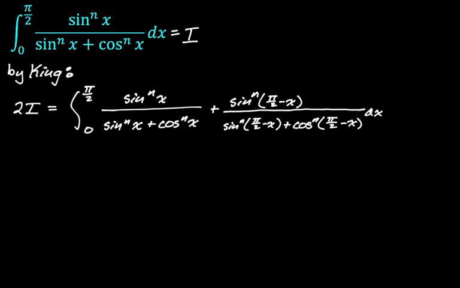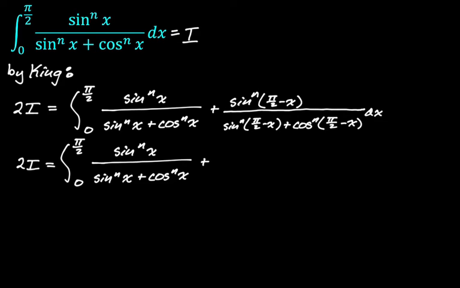We get sine to the n of pi over 2 minus x over sine to the n of pi over 2 minus x plus cosine to the n of pi over 2 minus x. You're looking at that and thinking, there are so many cofunction identities. And that's right. That'll happen all the time. So I'm just going to jump to it. The sine of pi over 2 minus x is cosine. Cosine of pi over 2 minus x is sine. So we get this. Now we want to add these together.